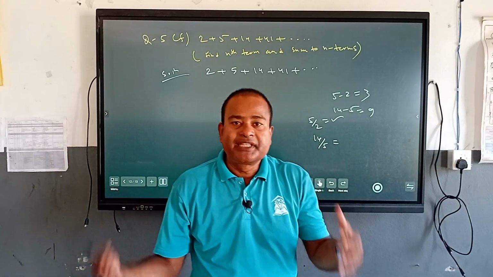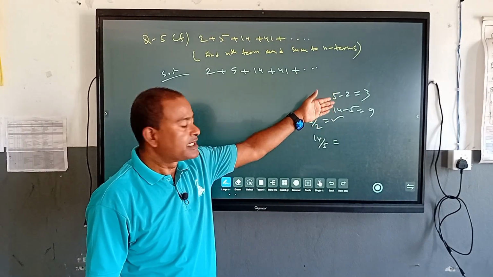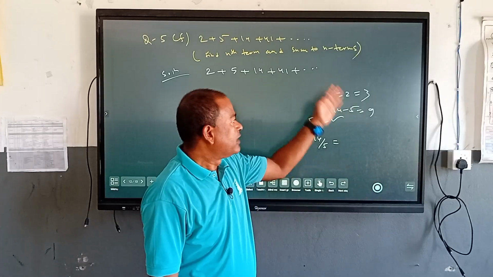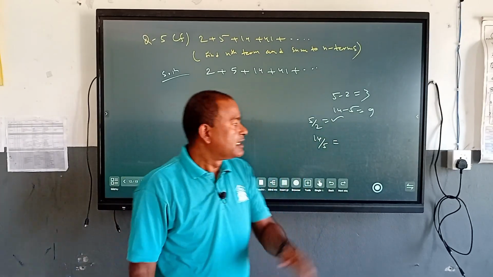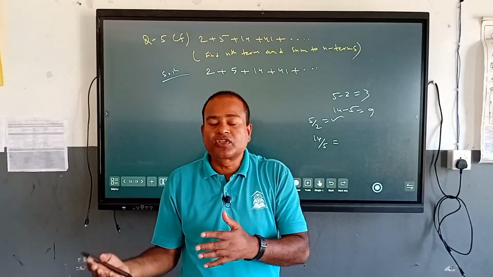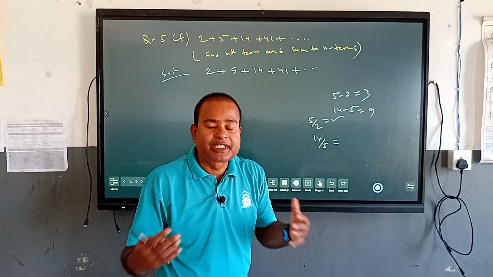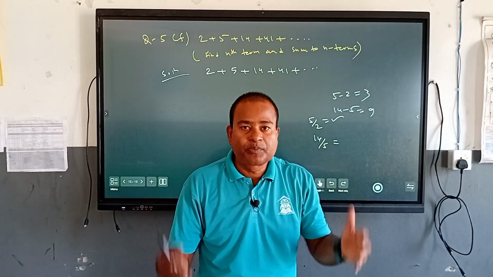So in this case, if we find the difference between succeeding and preceding terms, the differences are not the same. And if we find the ratio between succeeding and preceding terms, the ratios are also not the same. That means this series is neither an arithmetic series nor a geometric series.